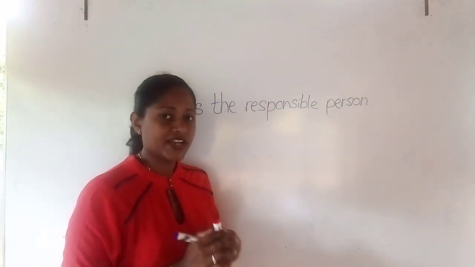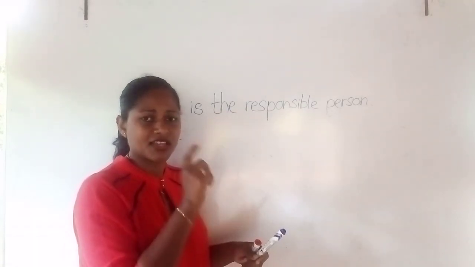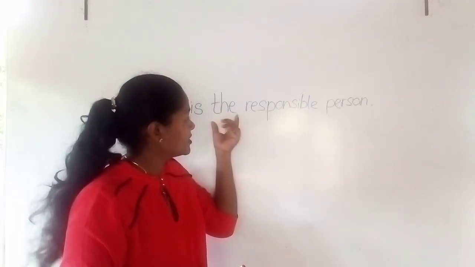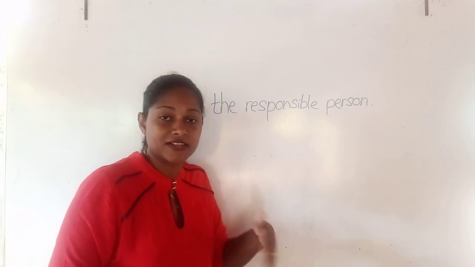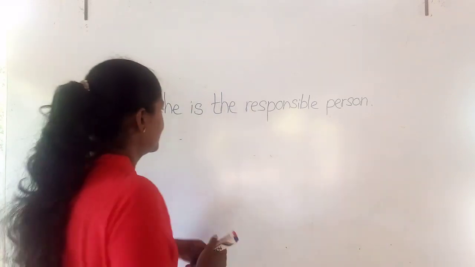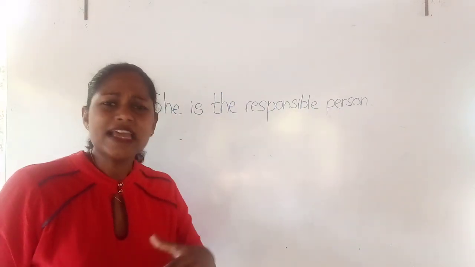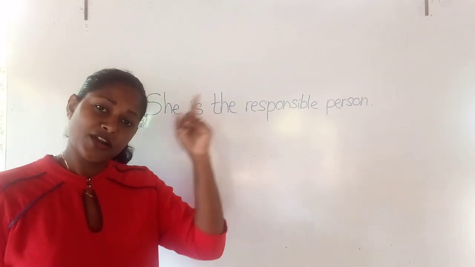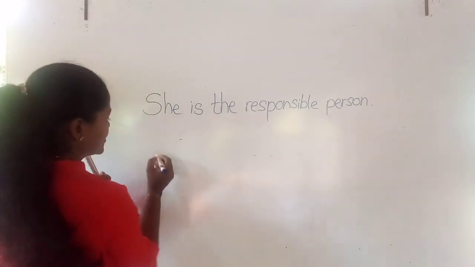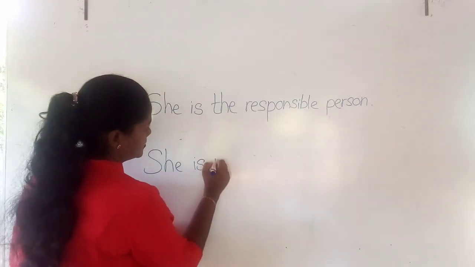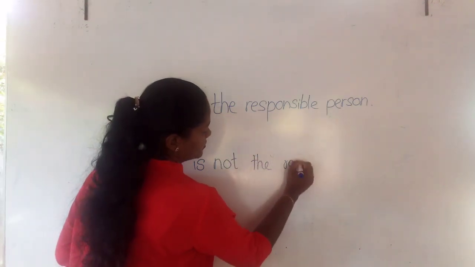Actually I will teach you in another lesson about using this article the and a and an, because there are a lot of questions about where to put the, where to put a, and an. I will describe it to you in a separate lesson. Right, so she is the responsible person. Then we need to say she is not the responsible person. Now recall your lesson, how do we say the negative? We put not. She is not the responsible person.